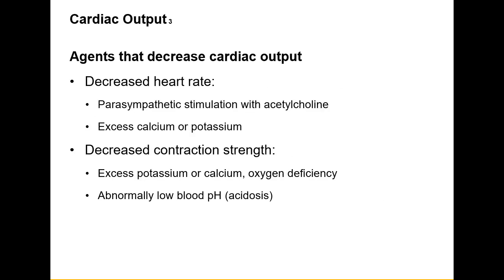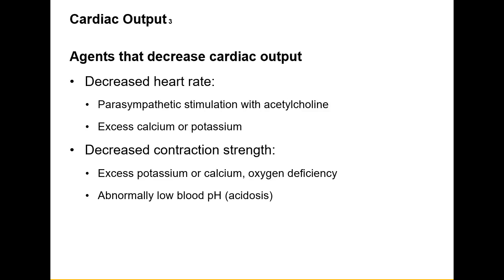Now, there are also things that can decrease our cardiac output. Some things that can decrease our heart rate would be our heart being stimulated by the parasympathetic branch of the nervous system. That is our rest and digest branch. When that branch stimulates the heart, it's going to tell that heart rate to slow down or calm down. If you have too much calcium or potassium, if you're overdosing on those two minerals, that can also cause heart rate to slow as well.